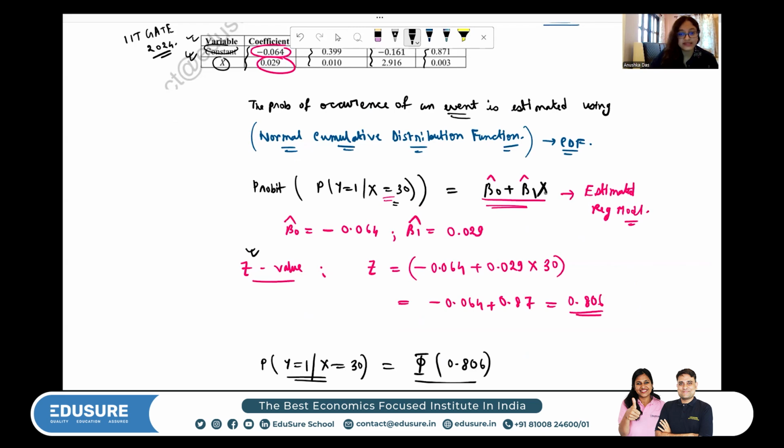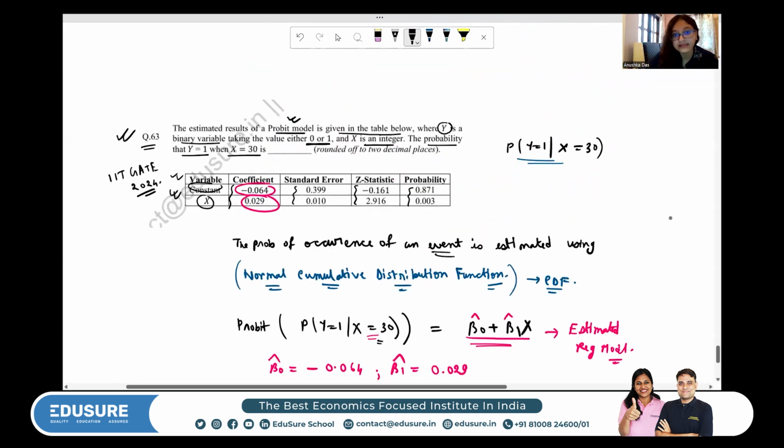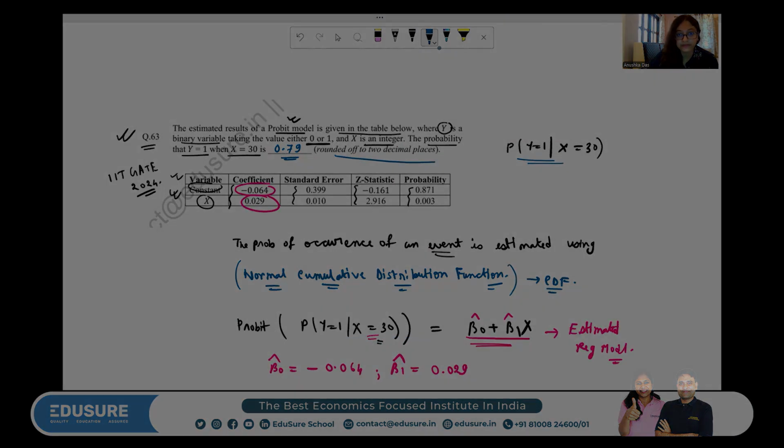Putting x equals 30, you can simply find your z score, this z value or the index value. Now corresponding to this index, if you want to find the probability of the event y equals 1, it will be simply the CDF corresponding to this z score, and from the books you will see that it's 0.791. So what will be the answer here? It says rounded off to 2 decimal places, so your answer will be 0.79. This will be your probability that y equals 1 when x equals 30, and that is your answer.